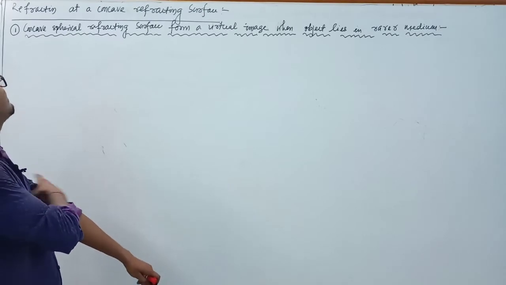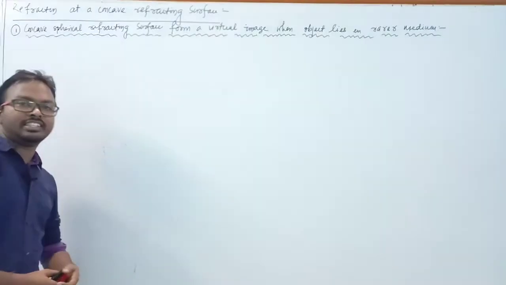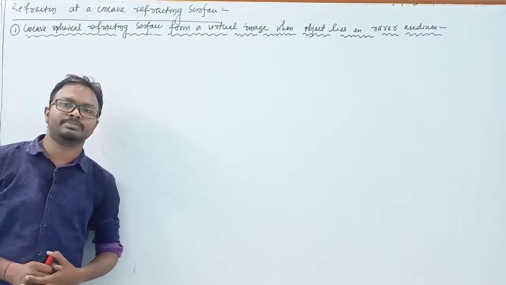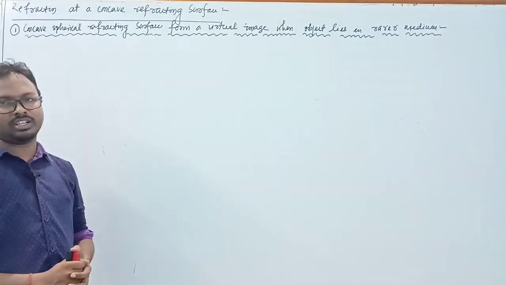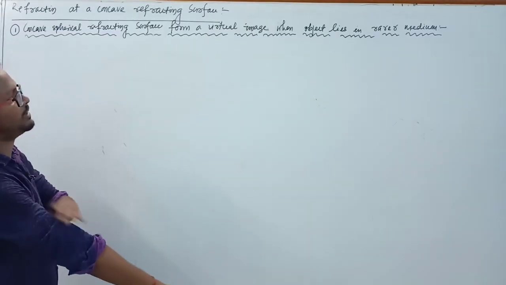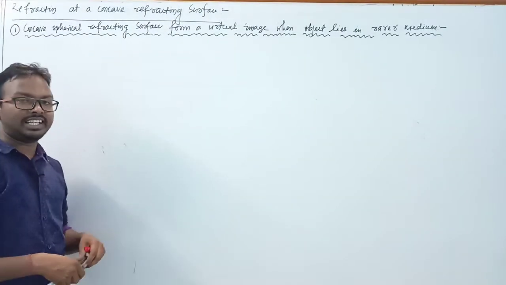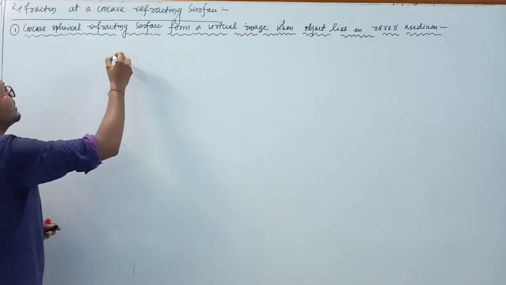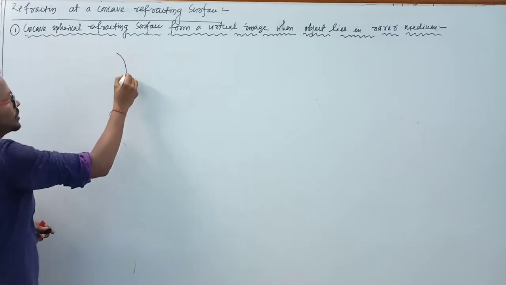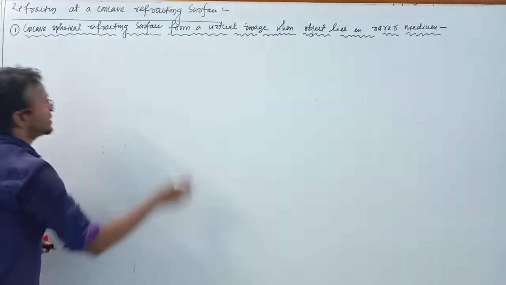Now let's start refraction at a convex refracting surface. We already discussed 4 cases of convex spherical refracting surface which form real image and virtual image. So the first case of convex spherical refracting surface forms a virtual image if the object lies in the rarer medium. So first we have to draw a convex spherical refracting surface. So this is the diagram of a convex spherical refracting surface.